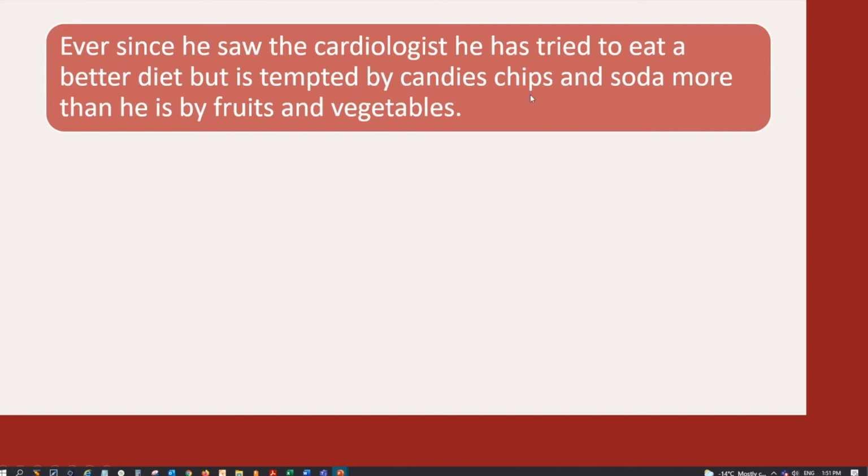Ever since he saw the cardiologist, he has tried to eat a better diet, but is tempted by candies, chips, and soda more than he is by fruits and vegetables.